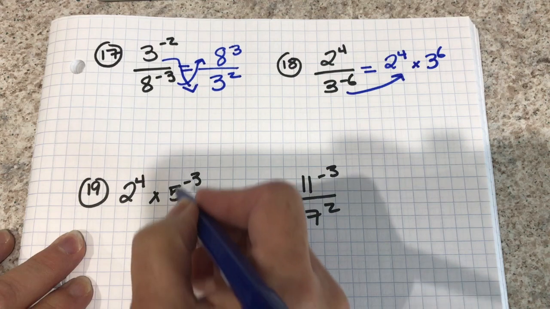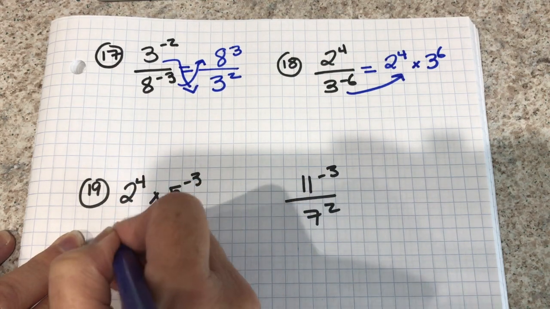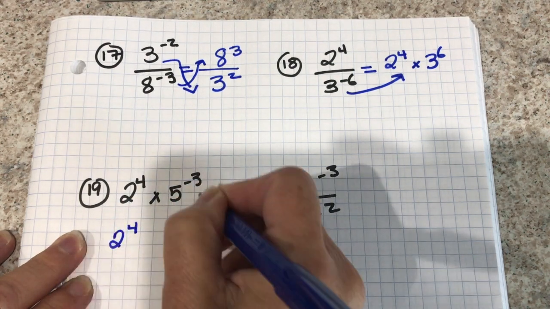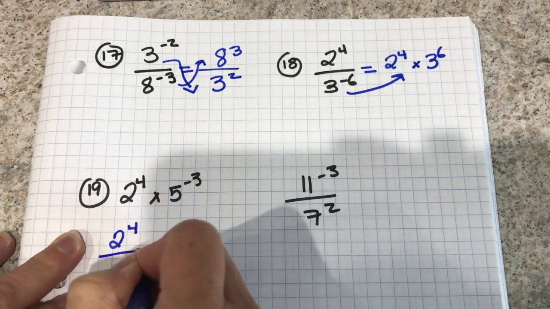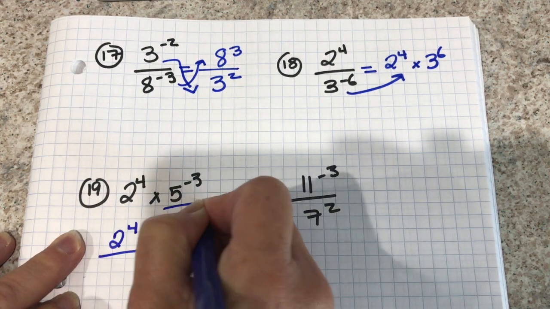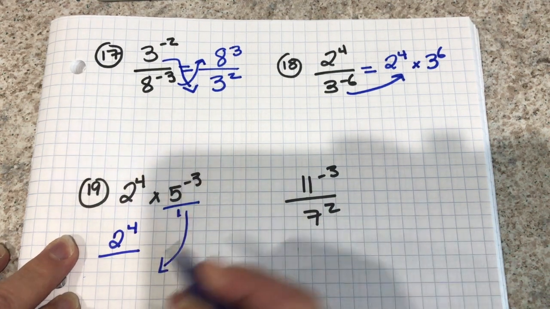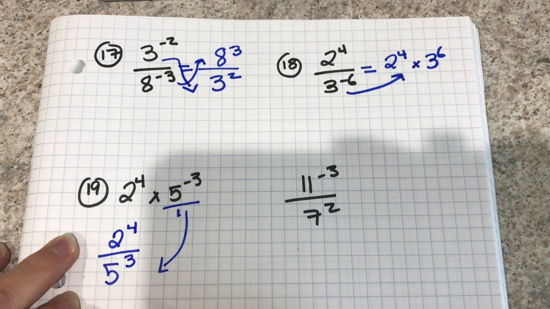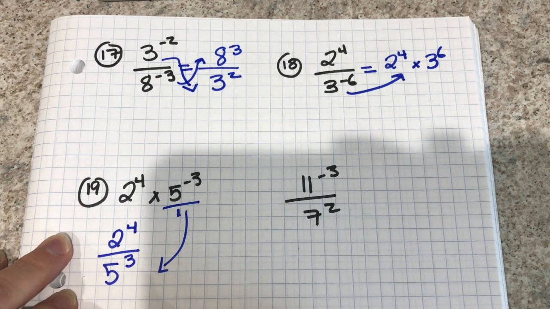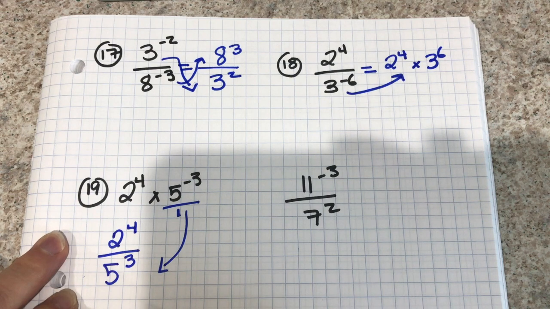For number 19, you'll notice that the 2 to the 4th can stay where it is, but we need to take 5 to the negative 3 and move it to the bottom because it's really 5 over 1. So now we have 2 to the 4th power over 5 to the 3rd power is our final answer. Okay, push pause and do number 20.